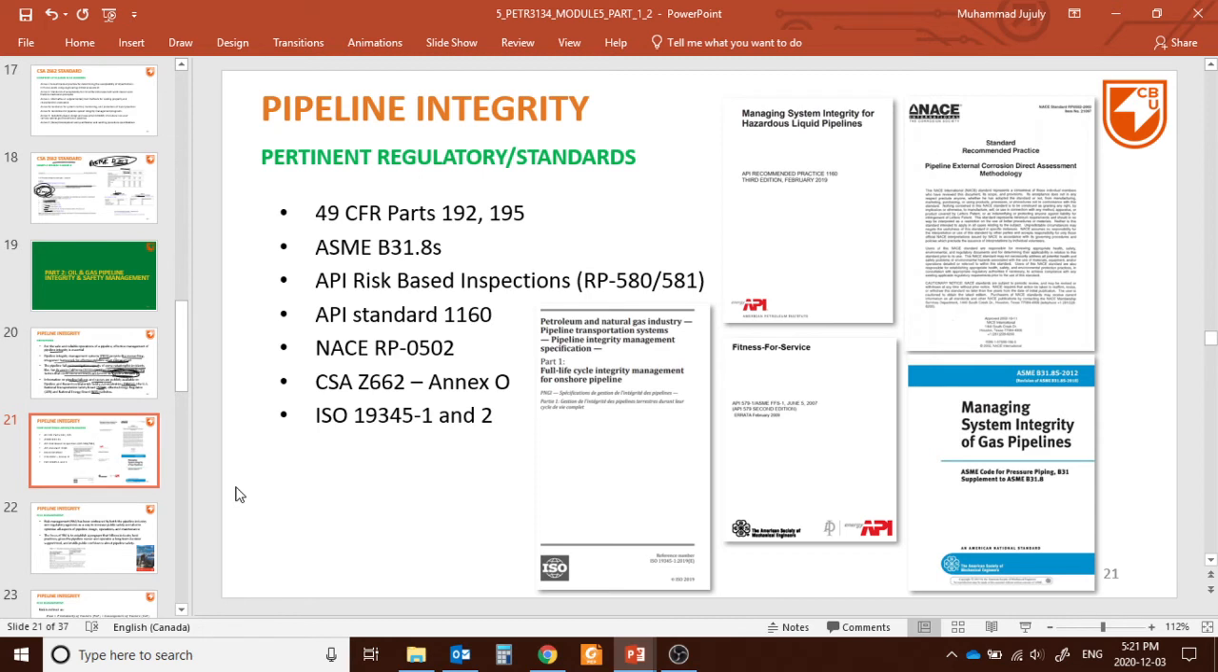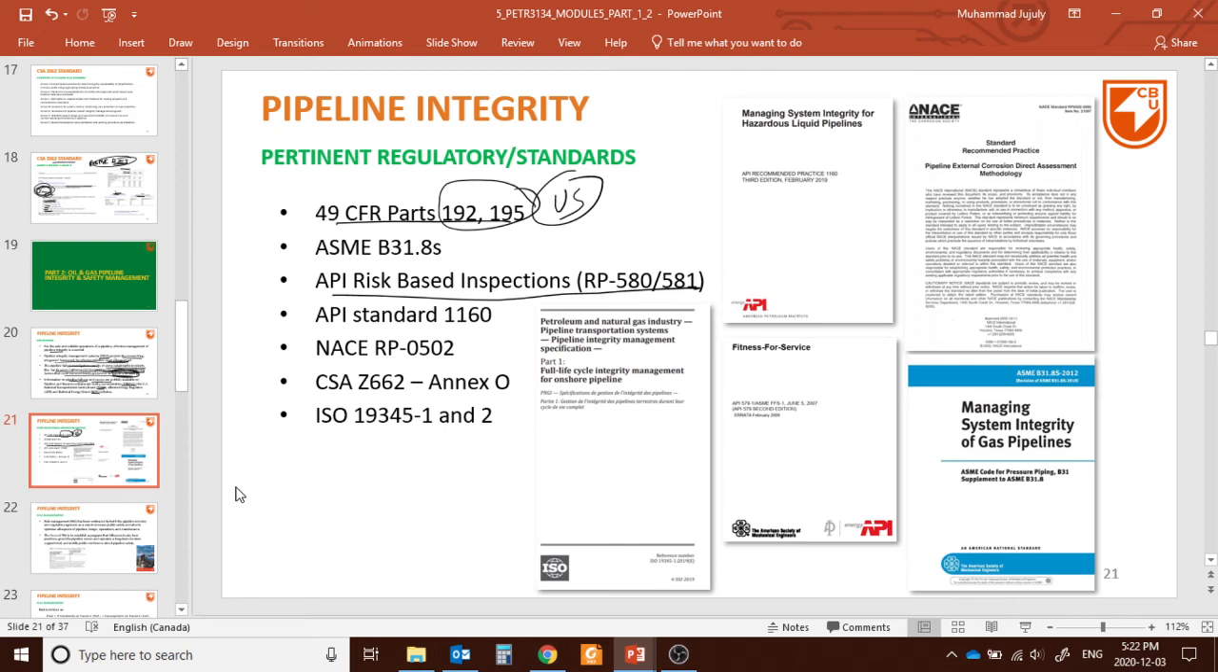Now, these are the regulations and standards for pipeline integrity. The 49 CFR Parts 192 to 195 is the US code for pipeline integrity regulation. ASME B31.8S is for natural gas transmission pipelines. And the API risk-based inspection system, RP 580 and 581, is the inspection system to inspect.